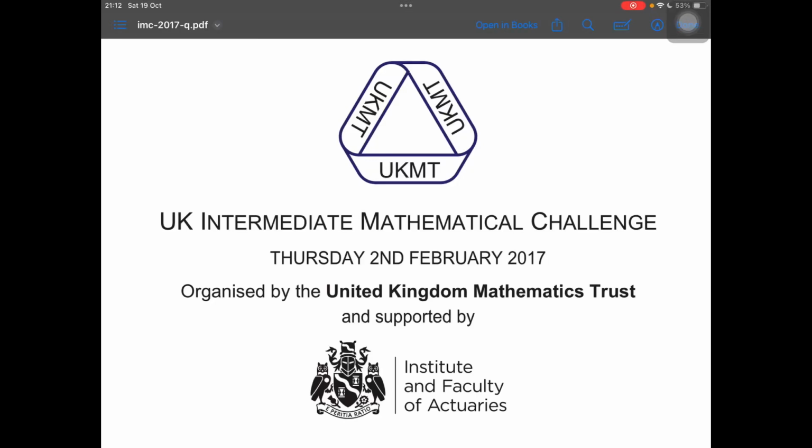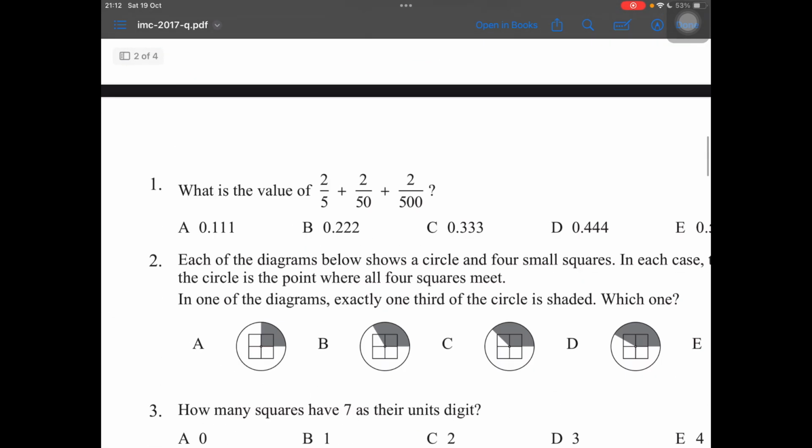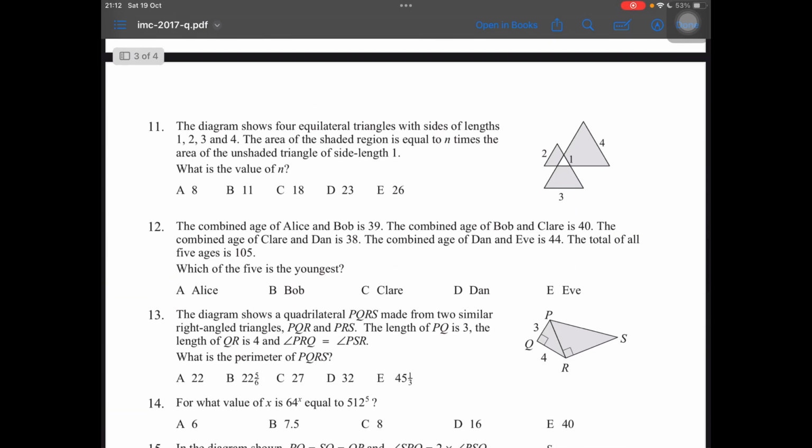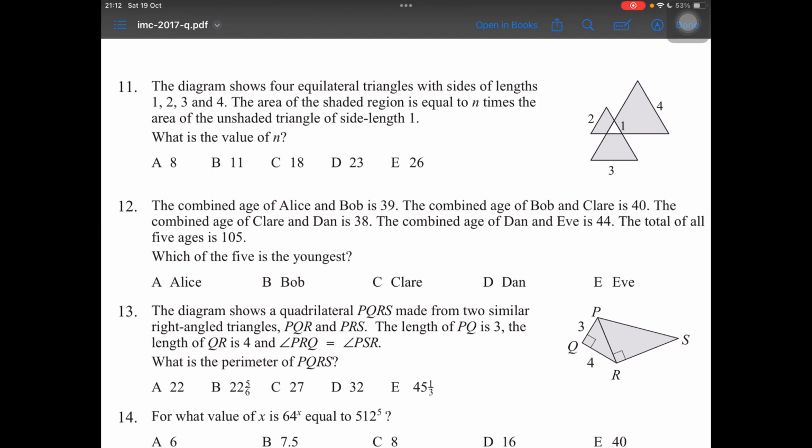This is UKMT IMC 2017. Again, let's start from number 11. The diagram shows 4 equilateral triangles with side lengths 1, 2, 3, 4.